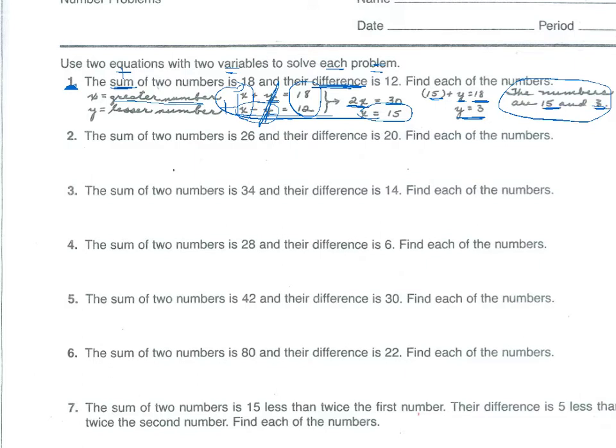All right, let's do number 2, and then we'll do the rest of these in class tomorrow. Okay, we have the sum of 2 numbers is 26. So right away, that's x plus y equals 26. It says their difference is 20. So remember, I'm going to let x be the bigger number when I wind up solving for this. So it's x minus y equals 20.